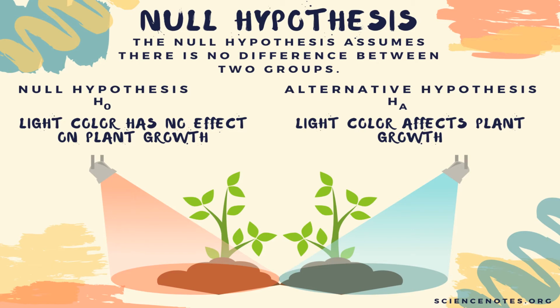The null hypothesis assumes there is no difference between two groups. So again, light color has no effect on plant growth. But, for example, the alternative hypothesis is that light color affects plant growth. So again, that's kind of going back to either nothing is happening or something is happening.